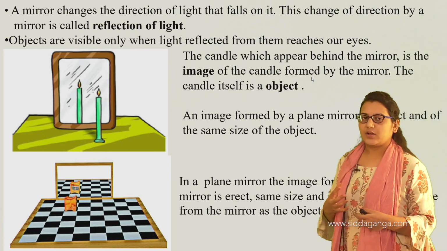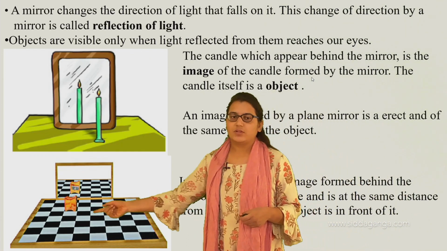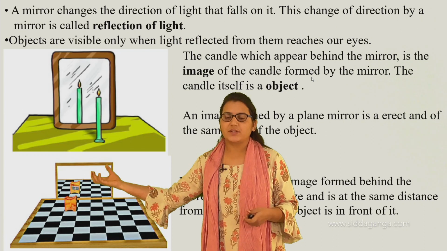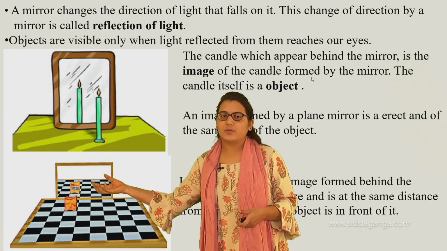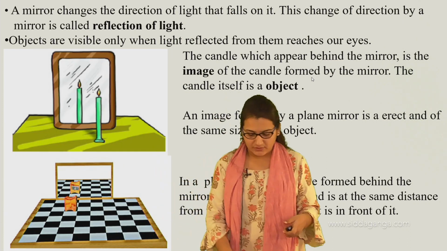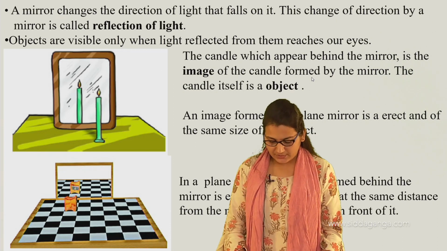So if the object is close enough to this mirror, in this example, the image also appears close. If this object is far away, the image also appears far. So that's what I am trying to say. It is the same as that of this image.